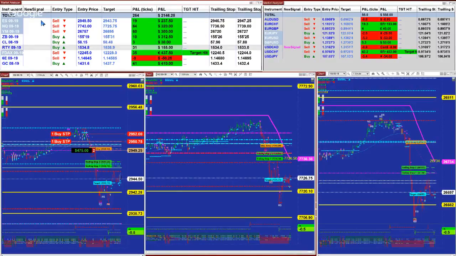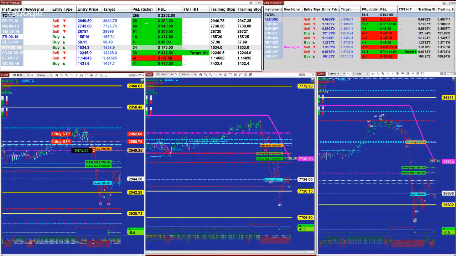As an example, you will get a new signal on the first column: sell. This is the entry price, 29.4950, target 29.4375. This is 19 ticks of profit. The market analyzer is based on one contract and one contract only.